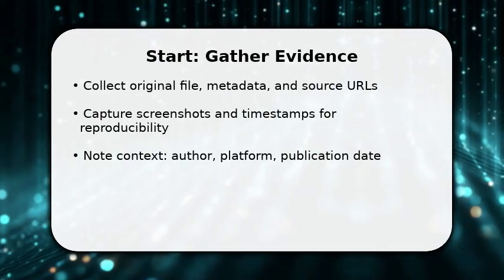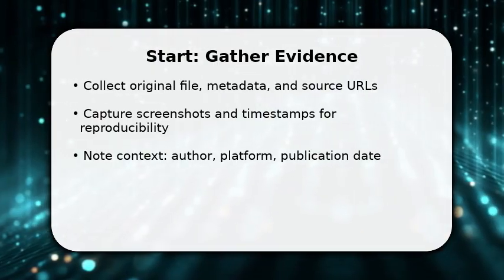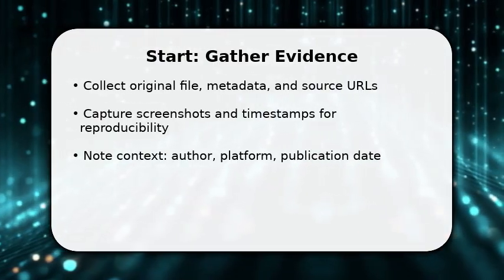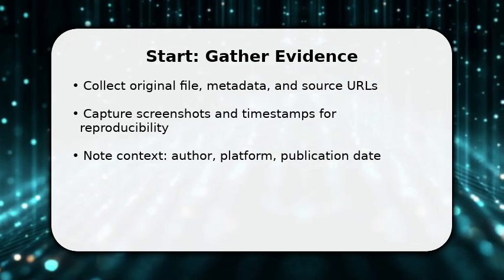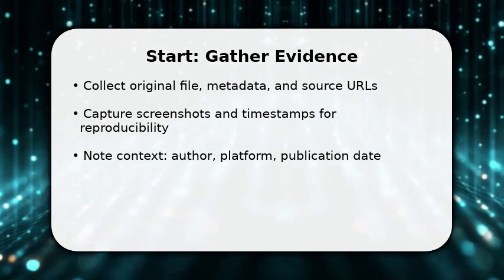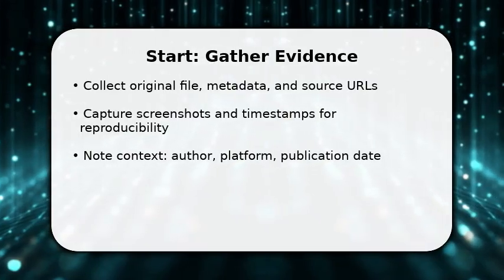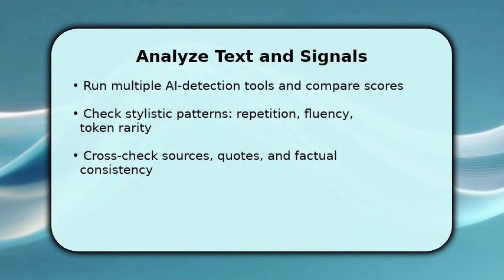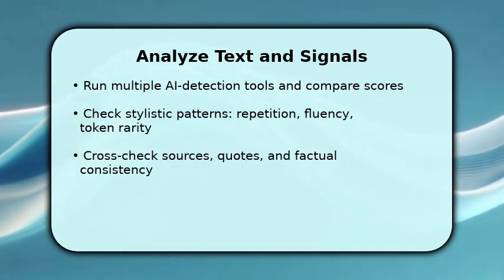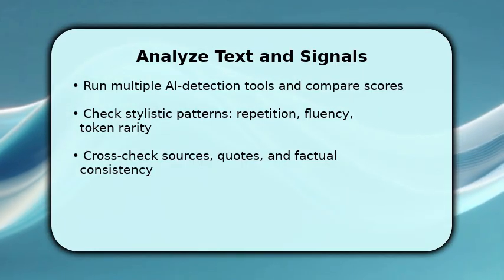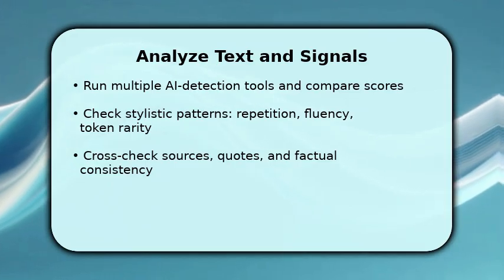Once done, you'll be ready to apply automated checks and human review. Keeping raw artifacts prevents accidental alteration and strengthens any later conclusion. You now perform analysis combining tools and human judgment. Run at least 2 different AI detection services and compare outputs to avoid single-tool bias.